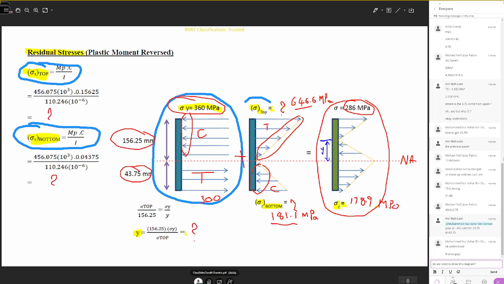Okay, so you can see the stress at the top is positive, the stress at the bottom is also positive. So that means at the neutral axis here, the applied stress will be 300 megapascals. From 286 megapascals, the residual stress becomes 0, and then it becomes negative 300 here, and again it becomes positive 178.9 here. So this is the residual stress left within the cross section.